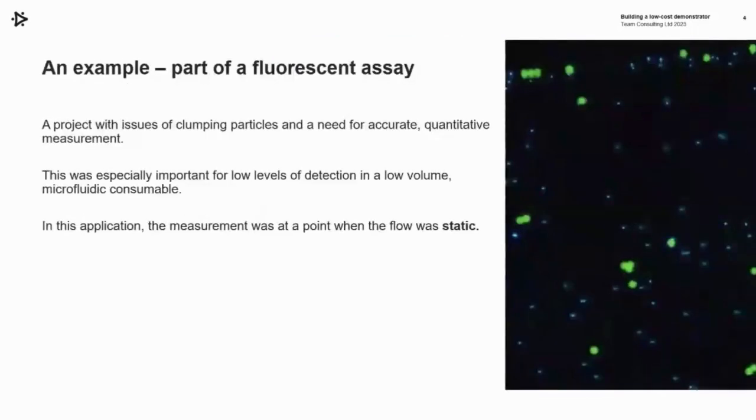So the example that I'm going to talk about today is part of a fluorescent assay. We had a project which was identifying fluorophores, and the main issue that we had was that they were clumping, and we needed to provide an accurate quantitative measurement, particularly at low levels of detection and at a low volume. This is all taking place in a microfluidic consumable, and at the time the measurement was at a point when the flow was static.